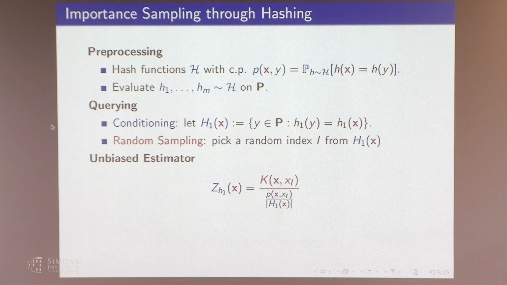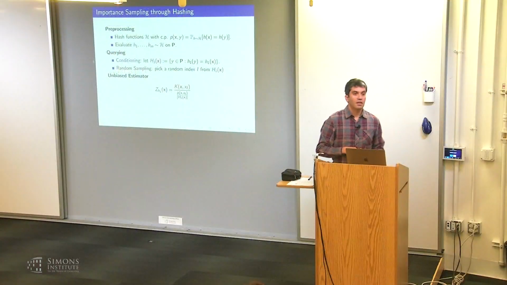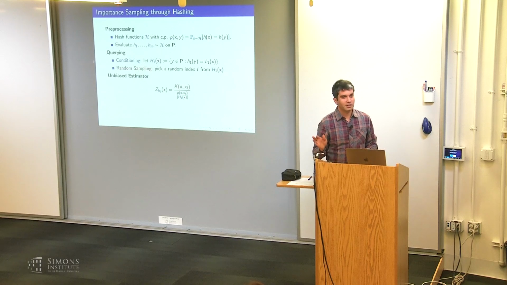Is that necessarily efficient, to find out everybody that collides? The evaluation on the data set is done a priori, as pre-processing.